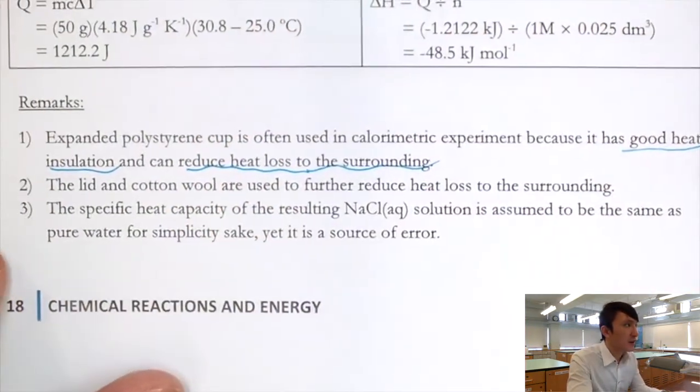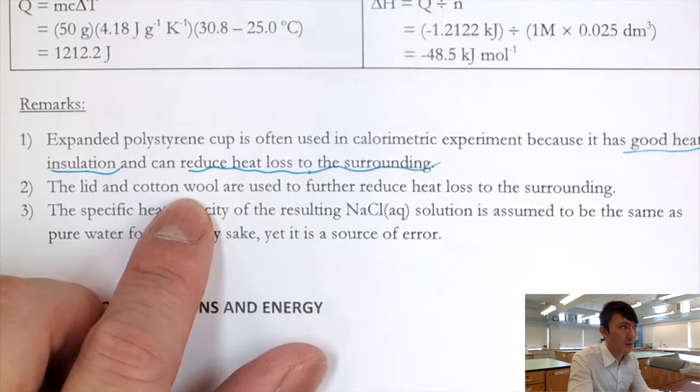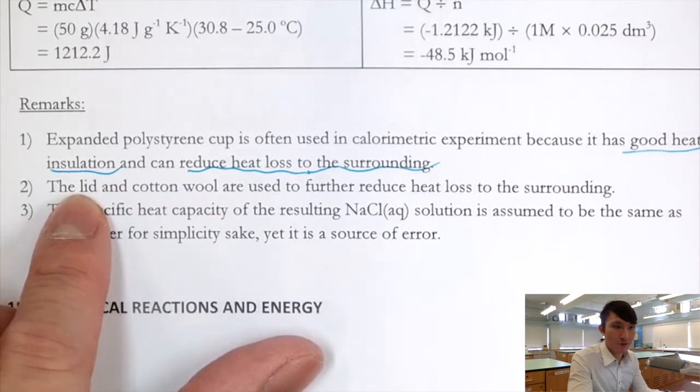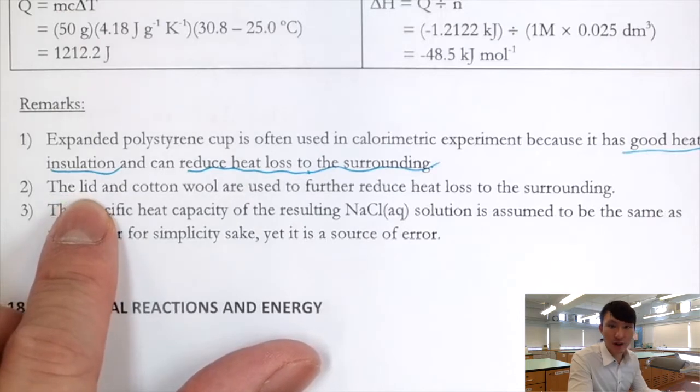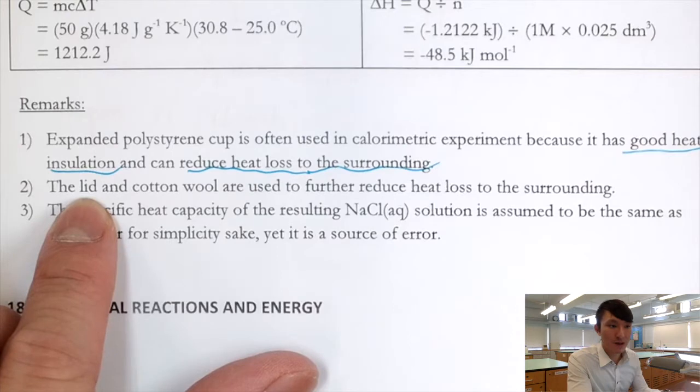The lid and cotton wool also serve a similar purpose. The lid is to prevent heat loss by convection, and also the lid may prevent the water from evaporating out from the cup, although it isn't that significant. After all, the reaction doesn't get really hot, but it has such a purpose. It also prevents dust or dirty particles from getting into the cup, right?